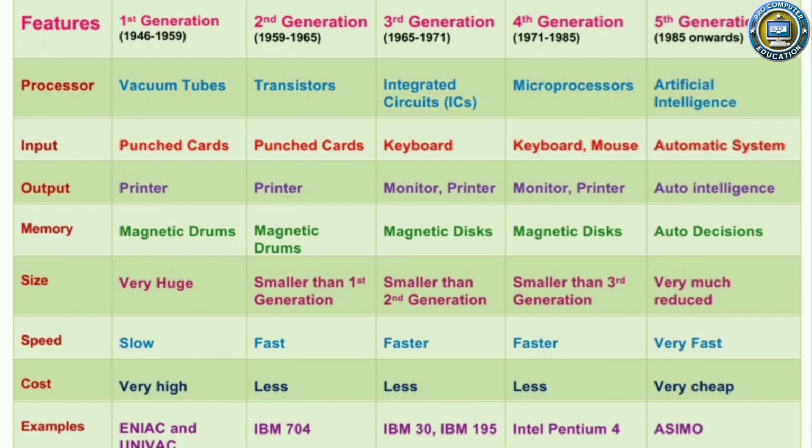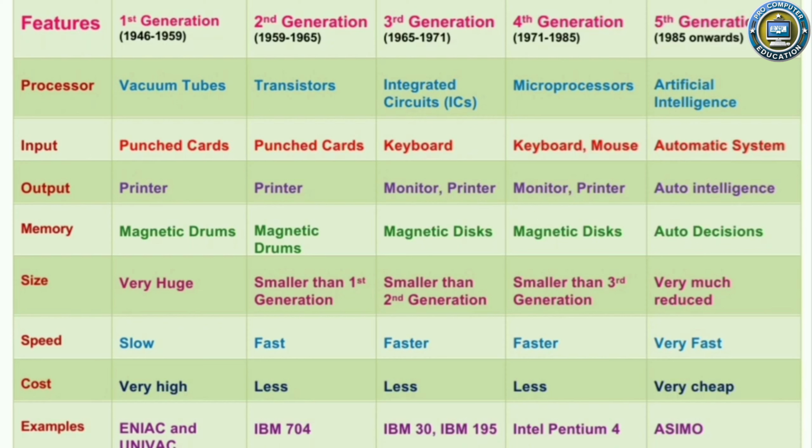Next, about input: in first generation computers, input is punched card; in second generation, punched card; in third generation, keyboard; in fourth generation, keyboard and mouse; in fifth generation, automatic system. Next, about output: in first generation computers, output is printer; in second generation, printer; in third generation, monitor and printer; in fourth generation, monitor and printer; in fifth generation, auto intelligence.